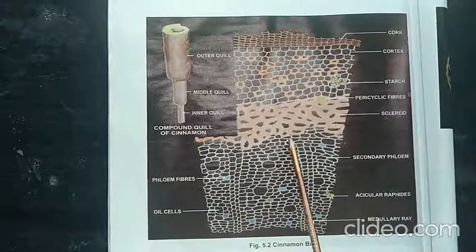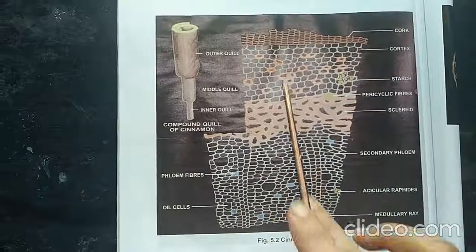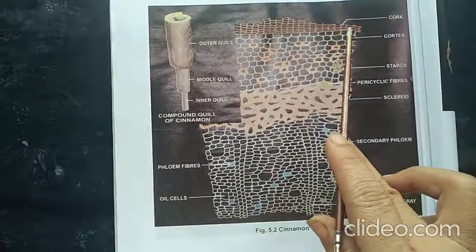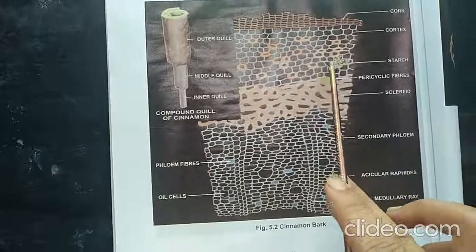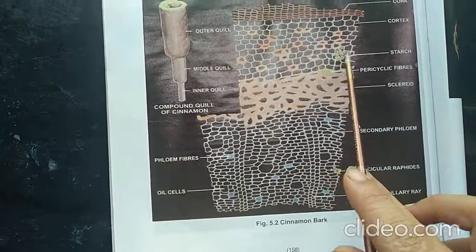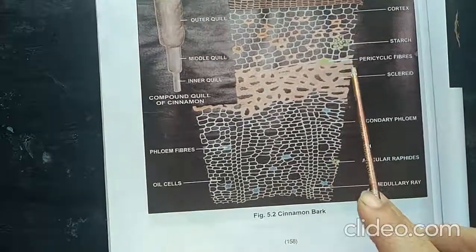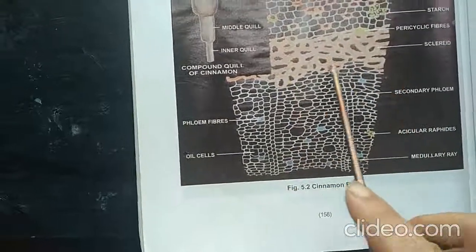Now this is the diagram for TS of cinnamon bark. See, this is the upper cork layer having the rectangular cells. This is the cortex. Then here are the starch grains present in the cortex cells. This part is known as sclereids.